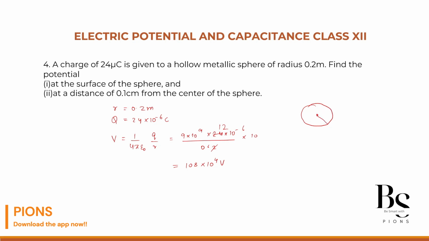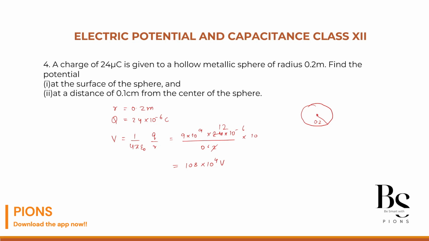So if this is 0.2 meters, then the centimeter will be somewhere here, correct? So if that is somewhere there, is it inside the sphere or outside the sphere? Sir, it is inside the sphere. If it is inside the sphere, listen very, very carefully. And if it is a metallic sphere, it is a good conductor. So always remember, for a good conductor, potential is always constant throughout the volume of the conductor. Let me repeat again. For a conductor, the potential is always constant inside the conductor, not outside.